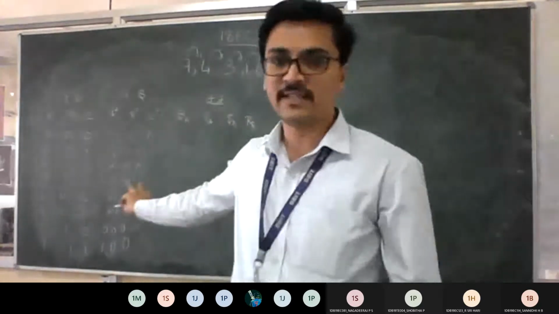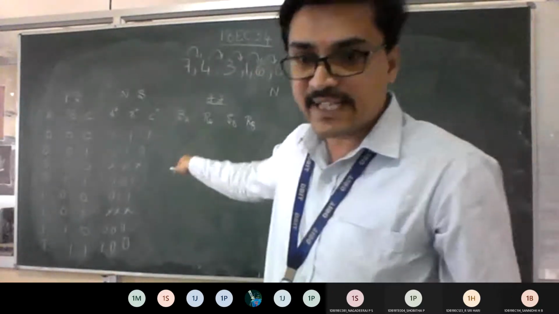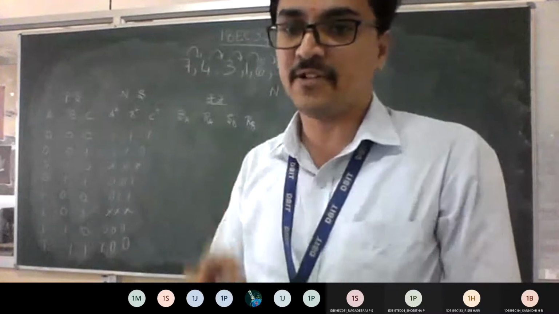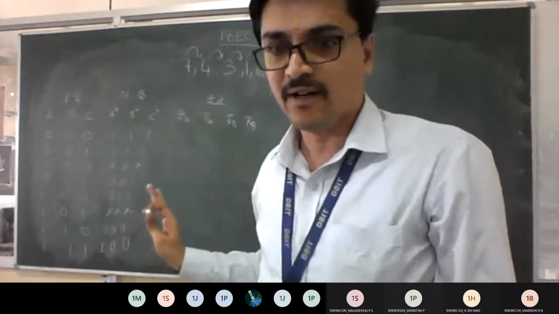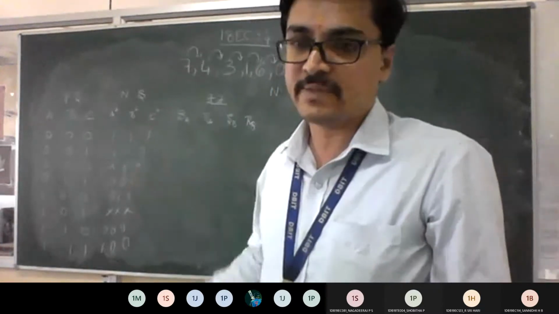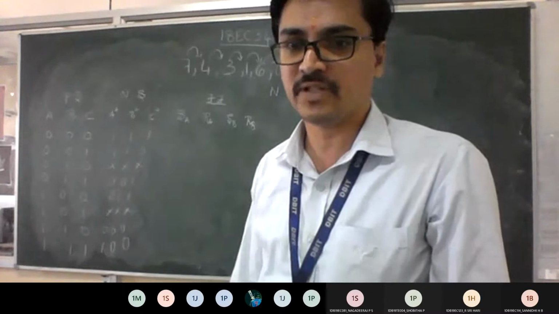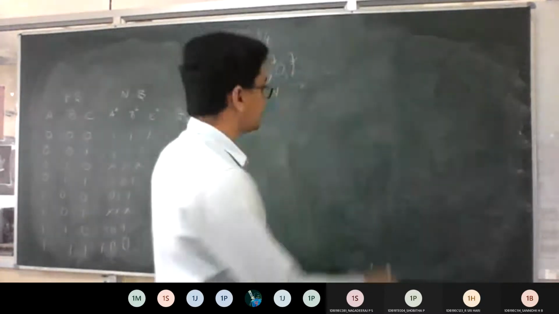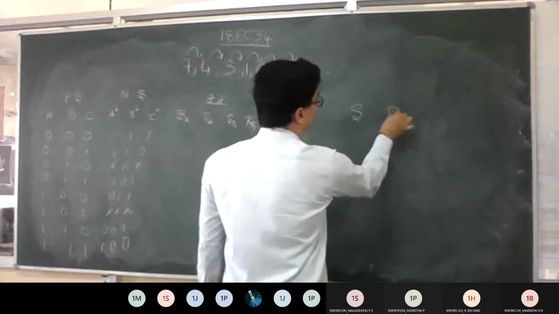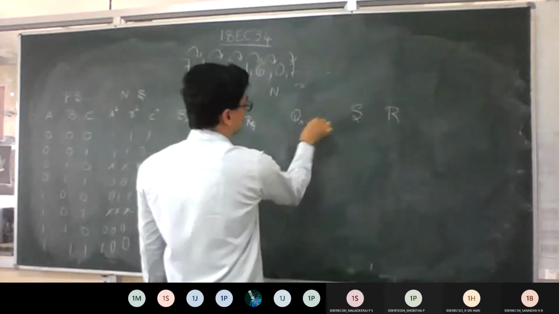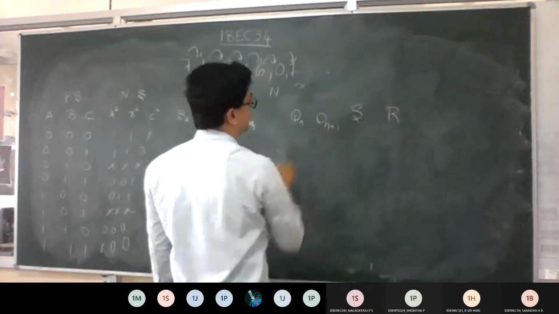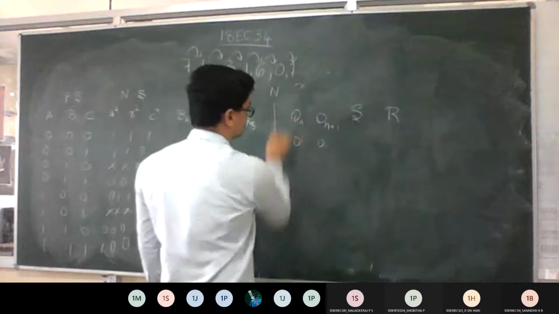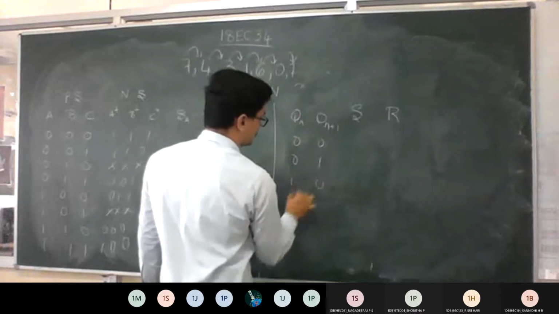See, if you are able to write this, then what do you need to enter for the excitation table of your SR flip-flop? Don't blindly enter JK flip-flop every time. Depending upon the question, the excitation table will differ. So let's write the excitation for SR. The remaining you can fill later. So you can leave space. 0, 0, 0, 1, 1, 0, 1, 1.